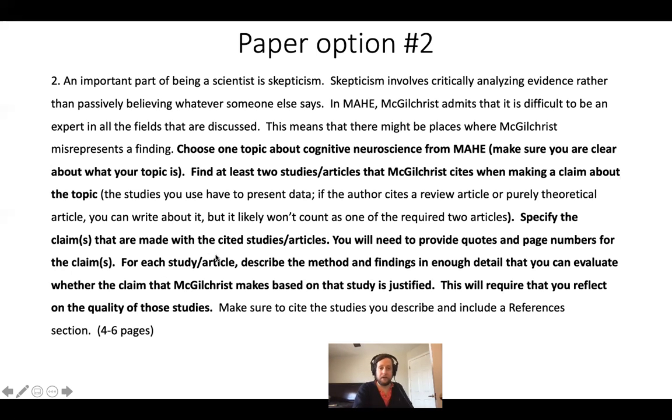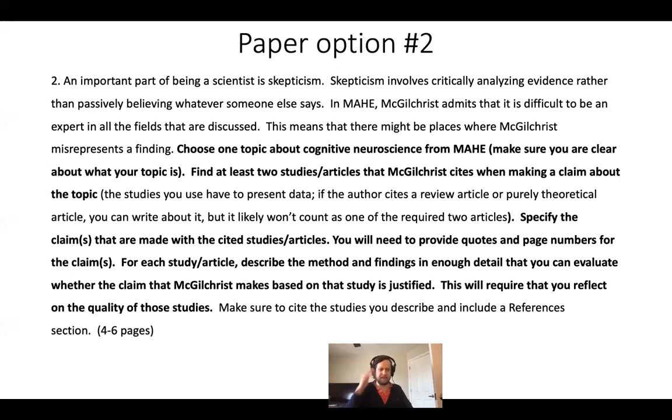And then for each study or article that you cite out of those two, you will need to read it. You need to use the library here at KU, and it can all be done online now. Read the articles, describe them, and then in the paper you'll describe the methods and then the findings. You have to describe those in enough detail that you can evaluate whether the claims that McGilchrist makes about those articles are justified.